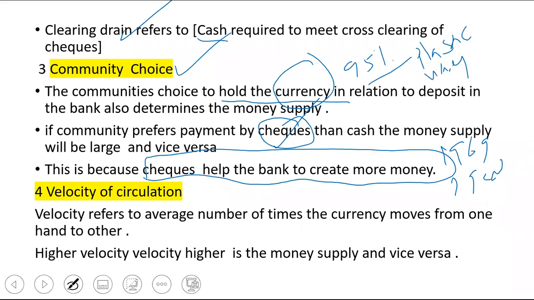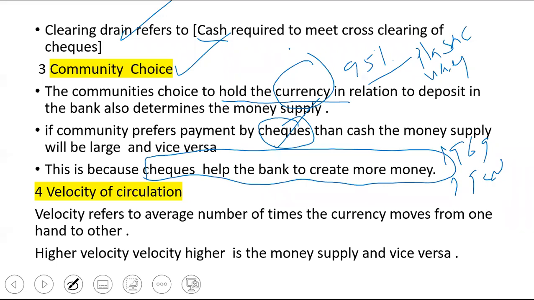What happened? I can ask the question. Has anyone written an answer? Cash has been written. Children, what did I say? Indians are preferring cash, whereas foreigners are preferring only check. If we are using more checks, more money can be created in the economy.